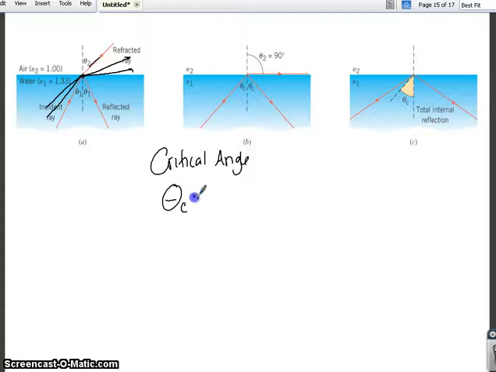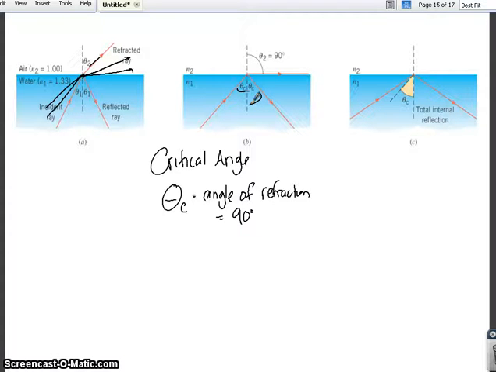Angle C. And the critical angle is when the angle of refraction equals 90 degrees. As you can see here, if we hit it at the best angle, the angle of refraction is going to be 90 degrees away from the normal. So it's going to actually bend right down the surface of the medium. So this is the critical angle right here, critical angle.